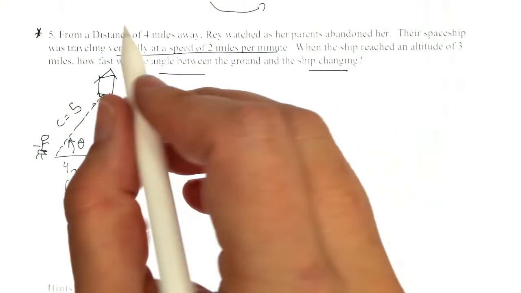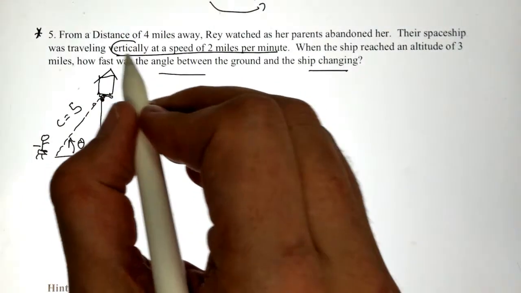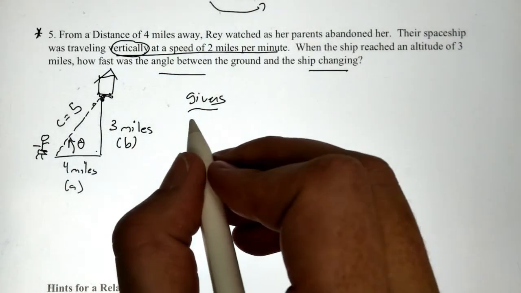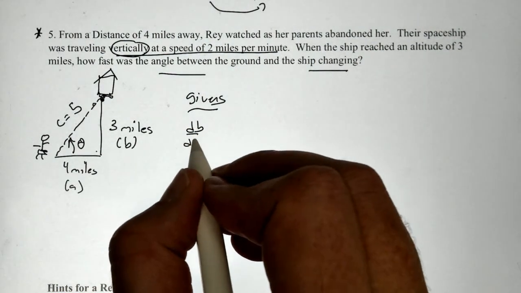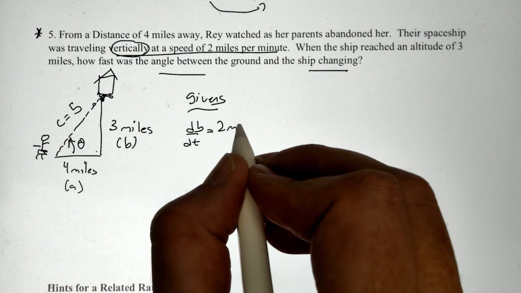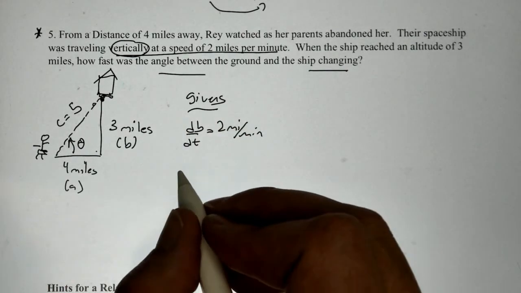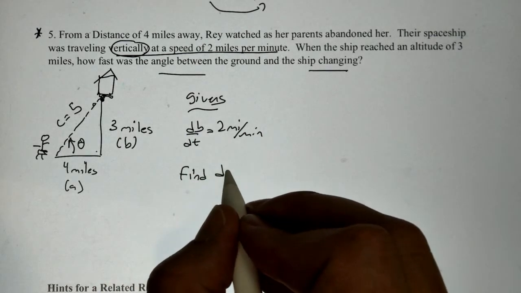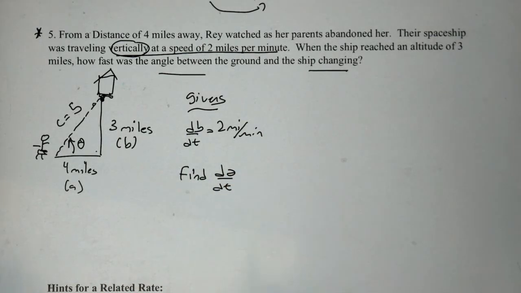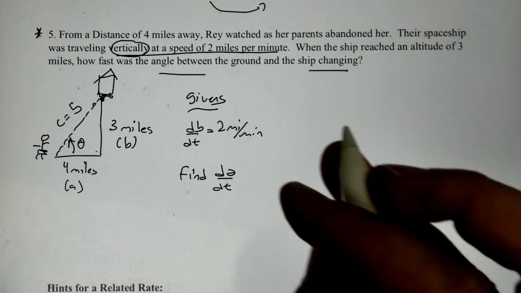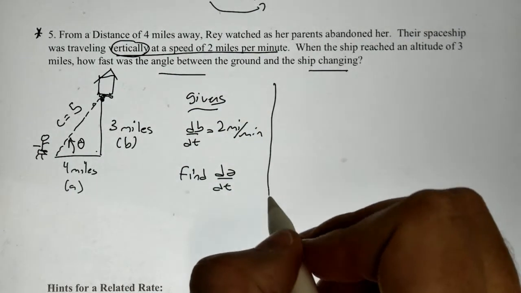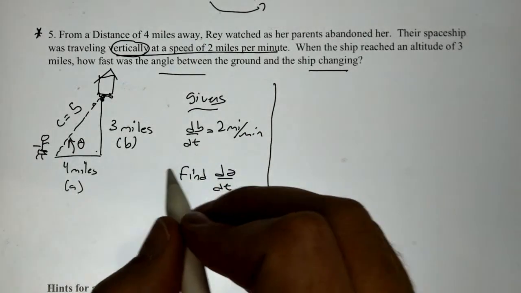So they're telling me how fast the rocket is traveling vertically. Well, that's my change in B. dB/dt is 2 miles per minute. And what they're asking me to find is this dθ/dt right there. That's what we're being asked to find, dθ/dt. So how do we get dθ/dt? Well, we got to think trig. Unfortunately, anytime we have this, you got to think trig.